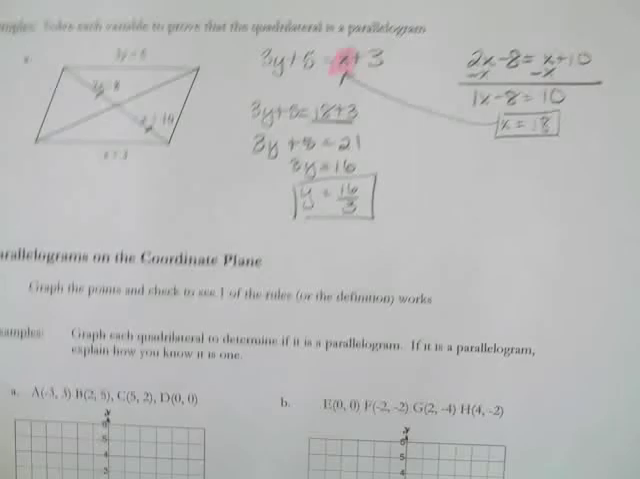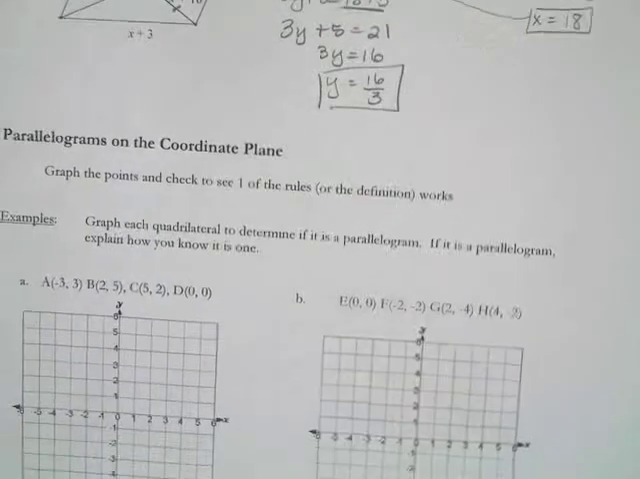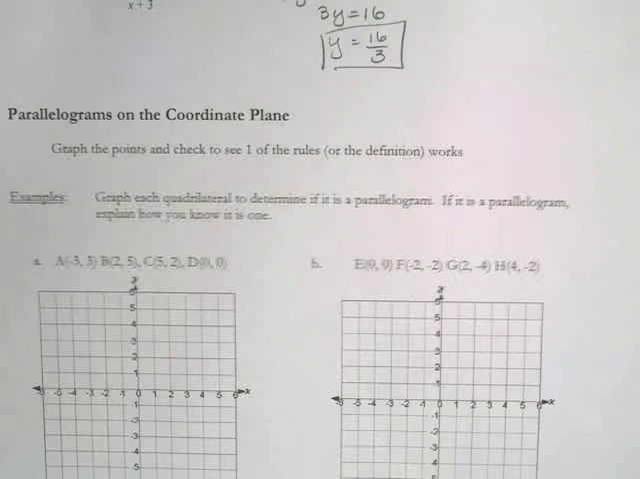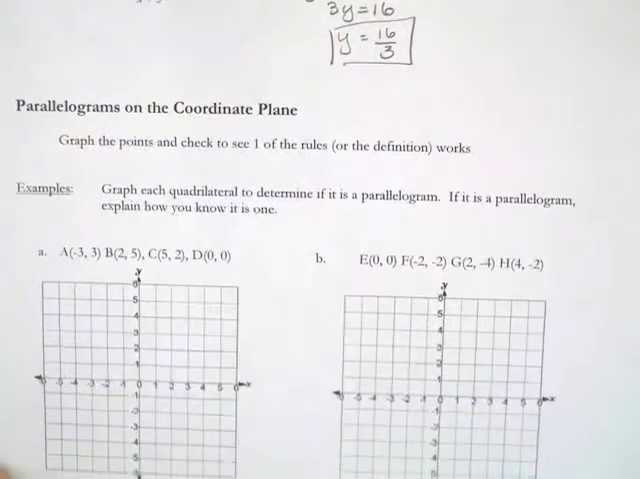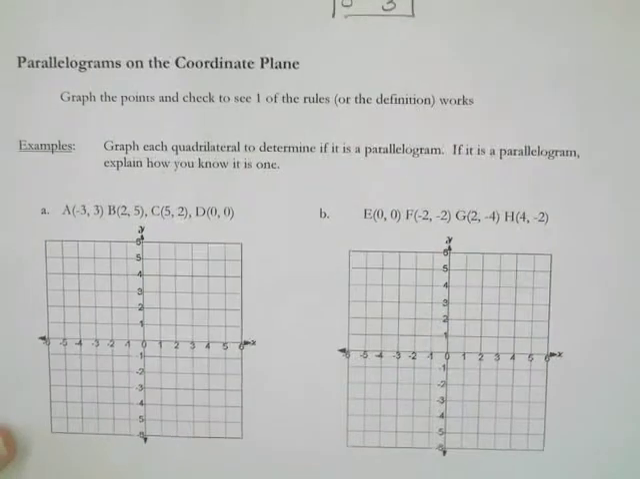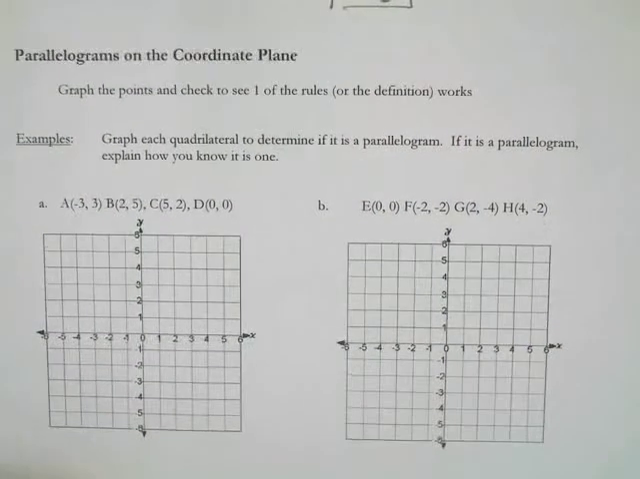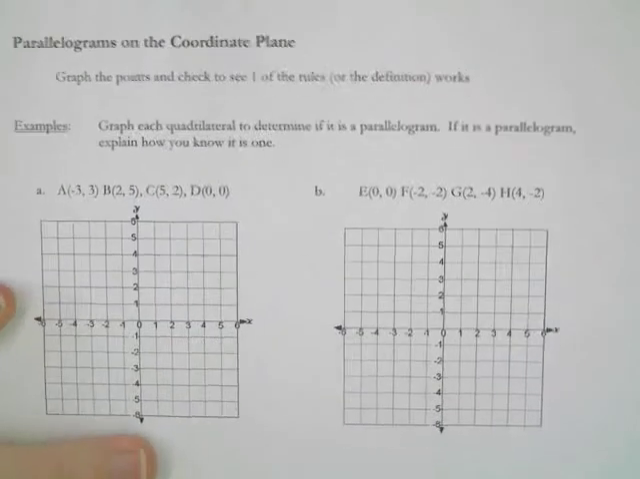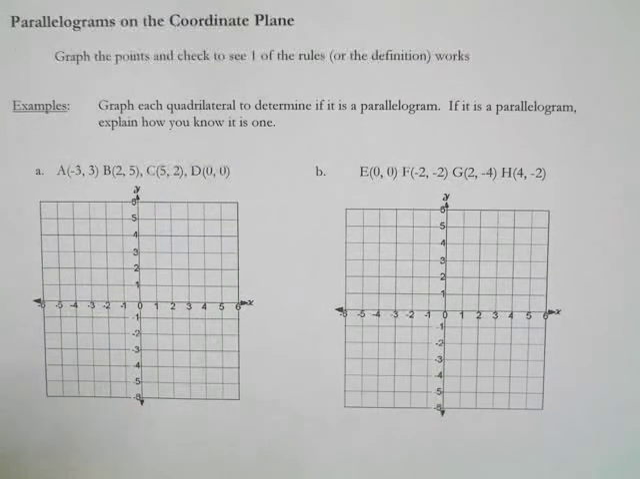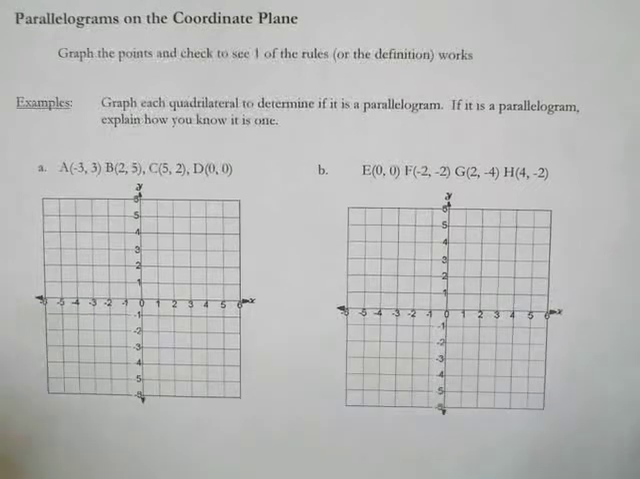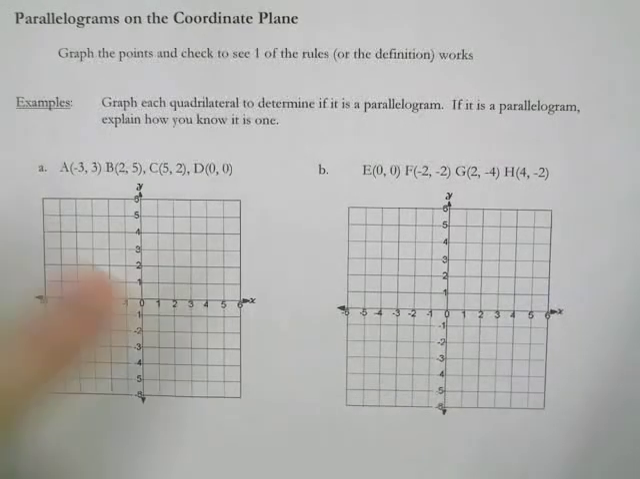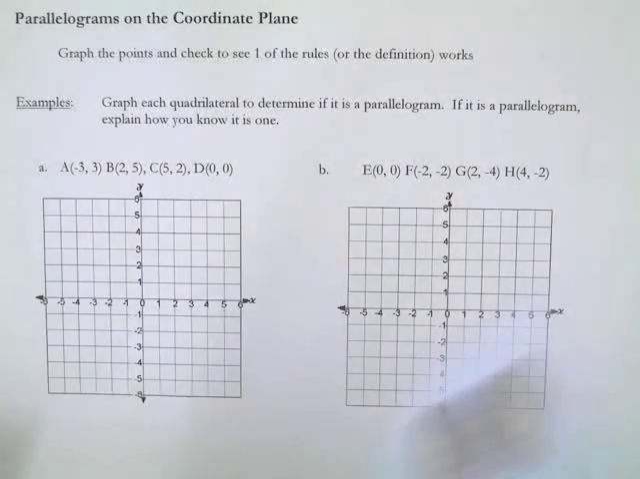Okay, so the last type of problem, and you're going to have more of these in the chapter, this is the first one, is when we have to do things on the coordinate plane. Okay? So what we need to do is we need to graph the quadrilaterals and determine if it's a parallelogram. And if it's a parallelogram, we have to explain why. And there's several different ways you can explain why. So what I want you to do first is go ahead and graph both sets of points. So graph the points from problem A and graph the points from problem B.